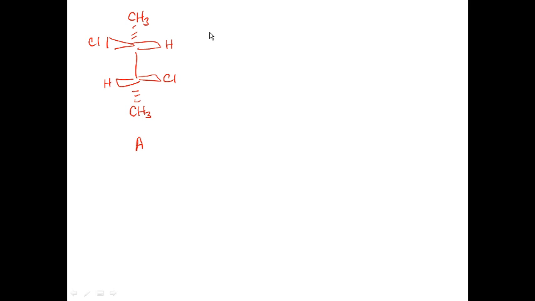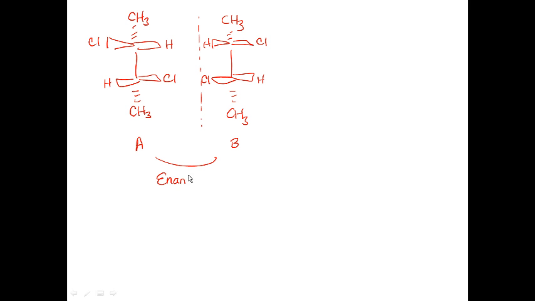And now I'm going to go ahead and draw the enantiomer to molecule A. I'm going to draw its mirror image. So I'm still going to have my methyl groups on the top and bottom. Now I'm going to have my chlorine here, my hydrogen there, and my chlorine over here, and my H there. So those two molecules, A and B, are now enantiomers, because they're mirror images and they're not superimposable. Or sorry, they are superimposable.